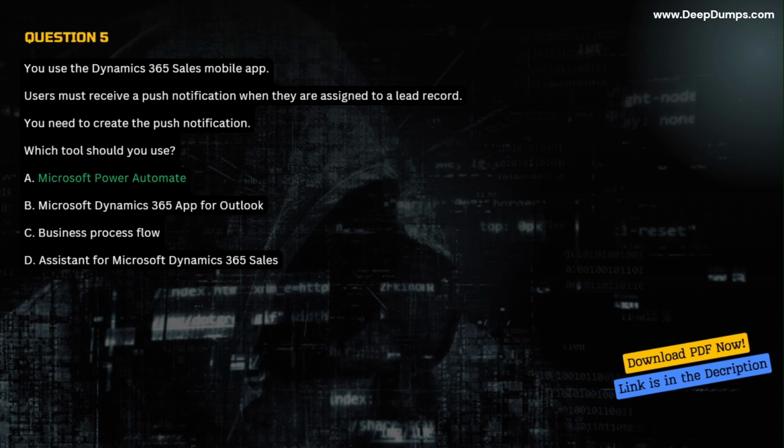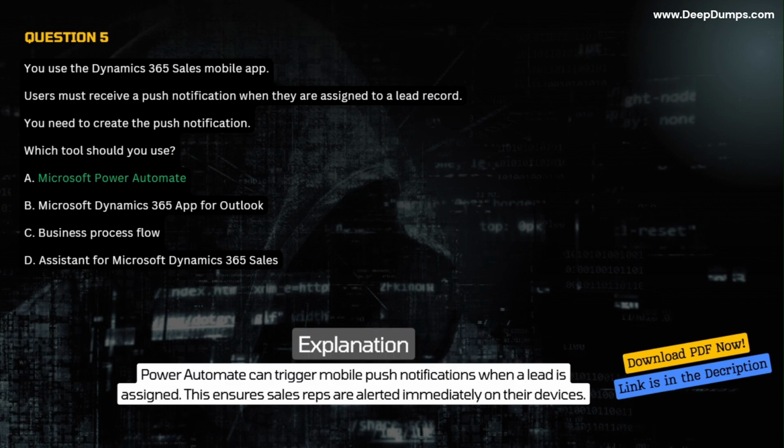Correct answer A. Microsoft Power Automate. Explanation. Power Automate can trigger mobile push notifications when a lead is assigned. This ensures sales reps are alerted immediately on their devices.